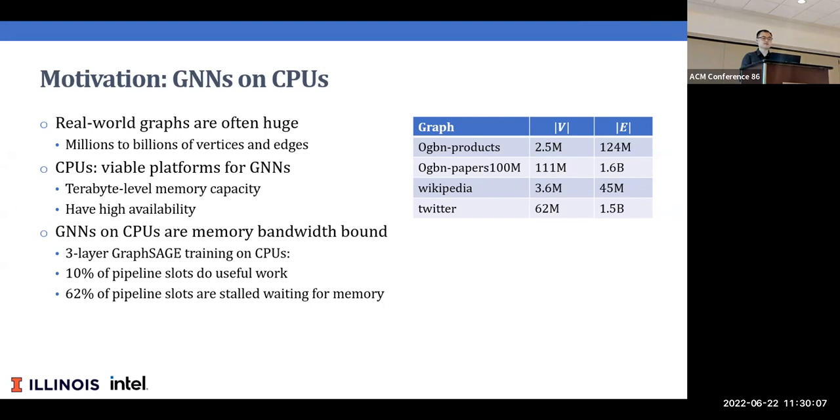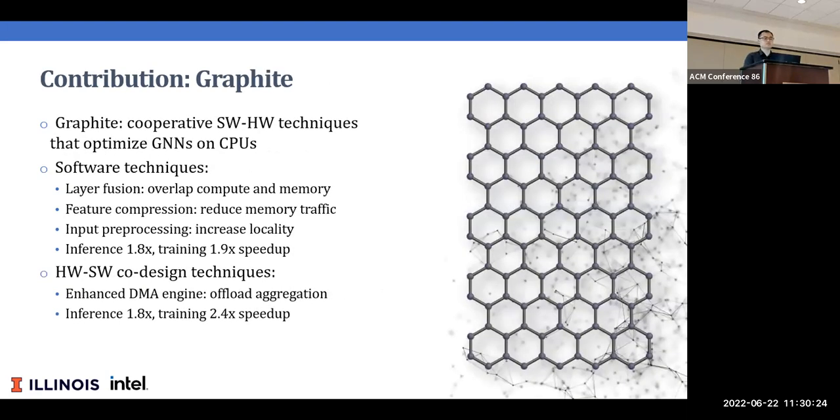We found that GNN workloads on CPUs are often memory bandwidth bound. For example, in a three-layer GraphSAGE training on CPUs, only 10% of the pipeline slots do useful work. 62% of the pipeline slots are wasted waiting for memory. We propose Graphite, which is a collection of cooperative software and hardware techniques that optimize GNNs on CPUs. Graphite tackles the memory bandwidth problem.